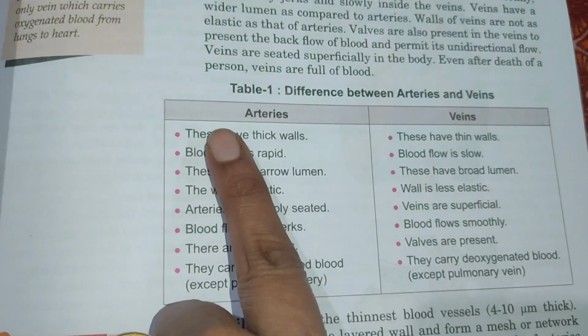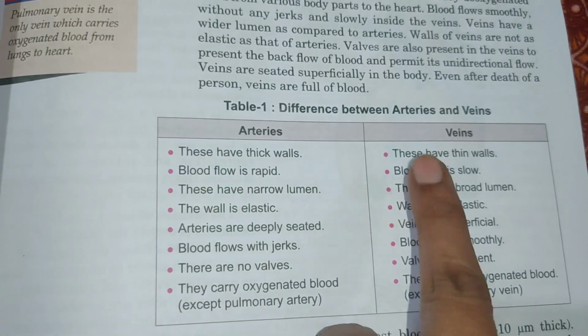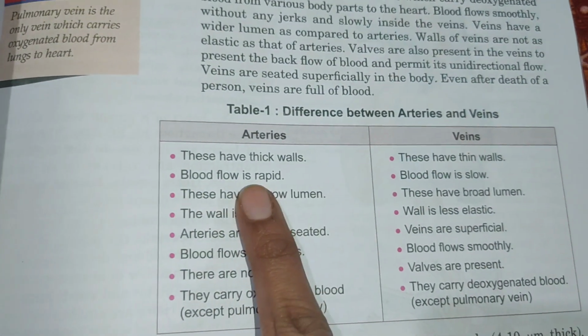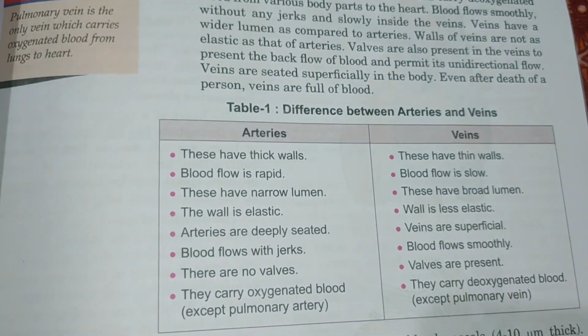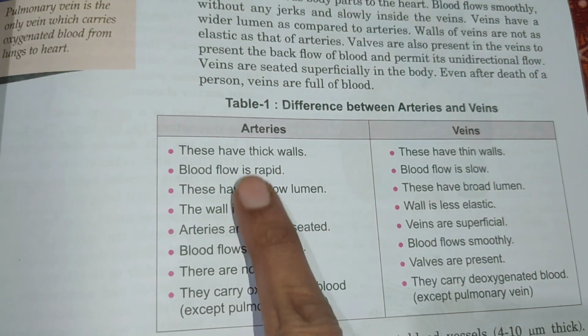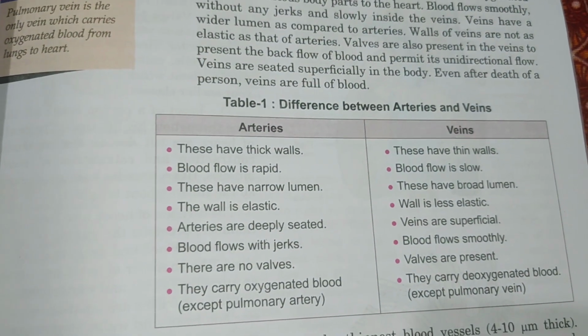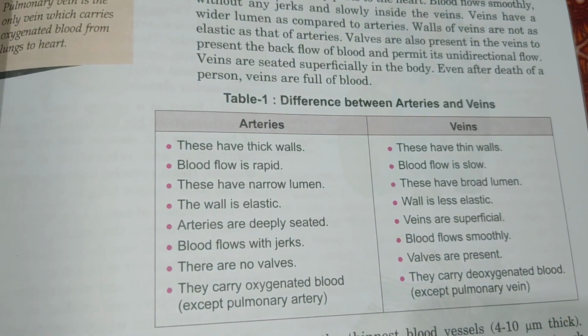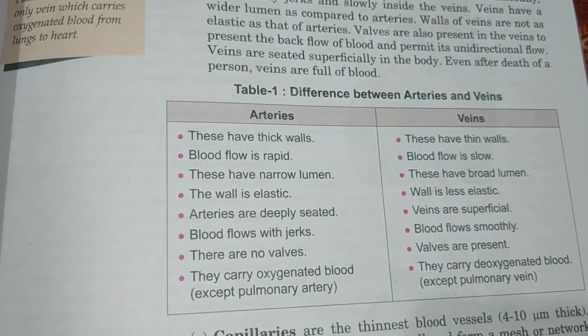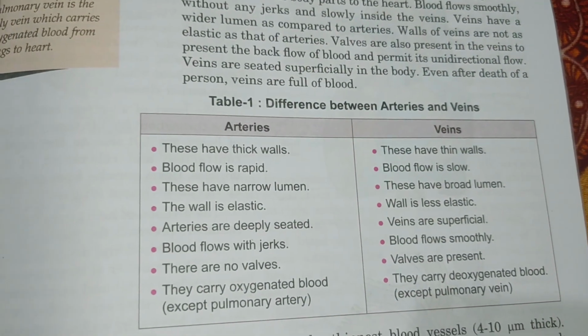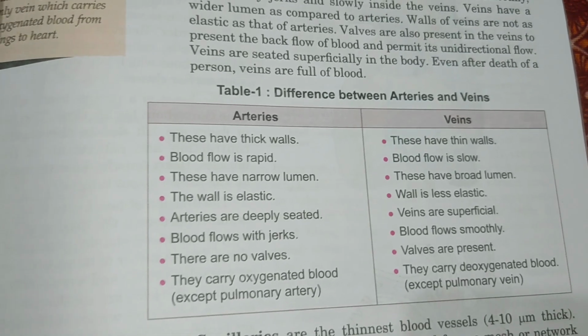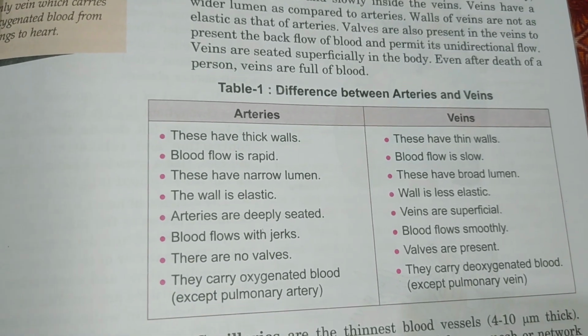Then what is the difference between arteries and veins? Arteries are thick walled and veins are thin walled. In arteries blood flows very fast; in veins, blood flows slowly. Why does the blood flow fast in arteries? Because they have a very narrow lumen, whereas veins have a broad lumen. In arteries the walls are elastic, and vein walls are less elastic. Arteries are very deeply seated in our body.